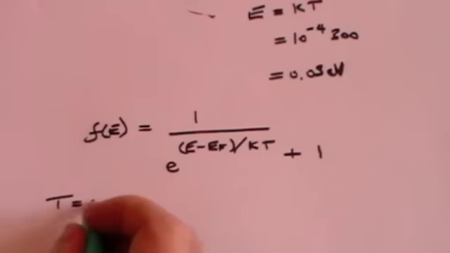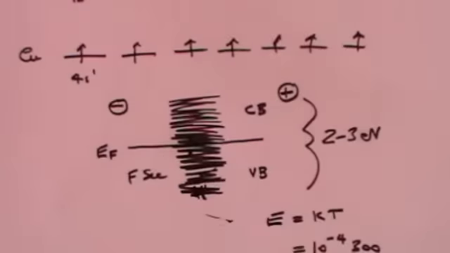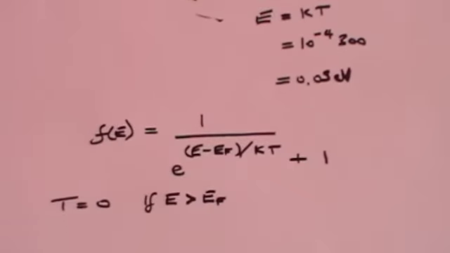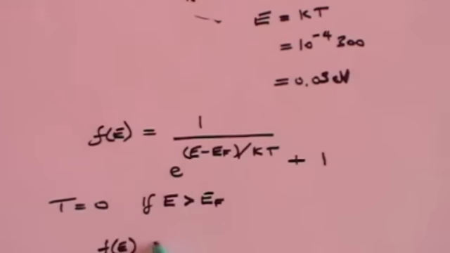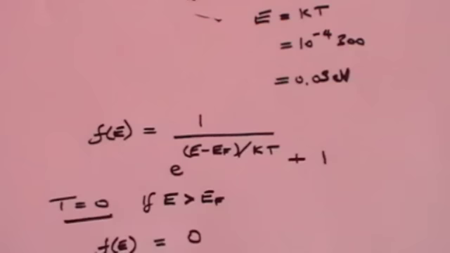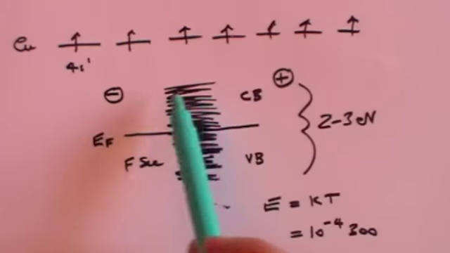Now, what happens when T equals zero? Well, if the energy level you're considering is greater than EF, in other words, if you're talking about energy levels in this area here, then E minus EF will be positive. A positive term divided by kT, where T is zero, a positive term divided by zero will be infinity. And e to the infinity will be infinity. And infinity plus one will be infinity. So 1 divided by infinity is 0, and so at temperature 0, the probability of the energy levels above the Fermi level being occupied is 0. And that's exactly what we said. At temperature T equals 0, all the lower levels are full, all the upper levels are unoccupied.